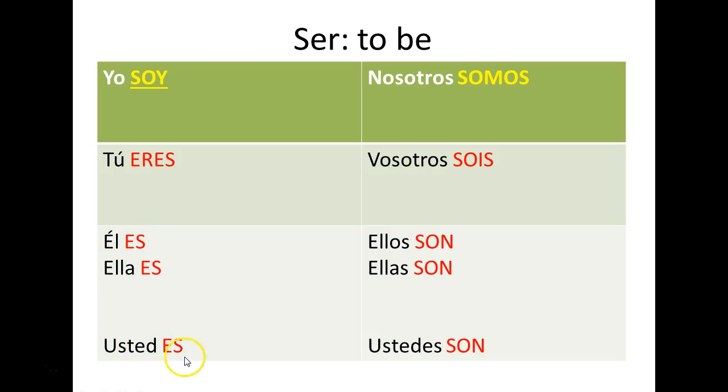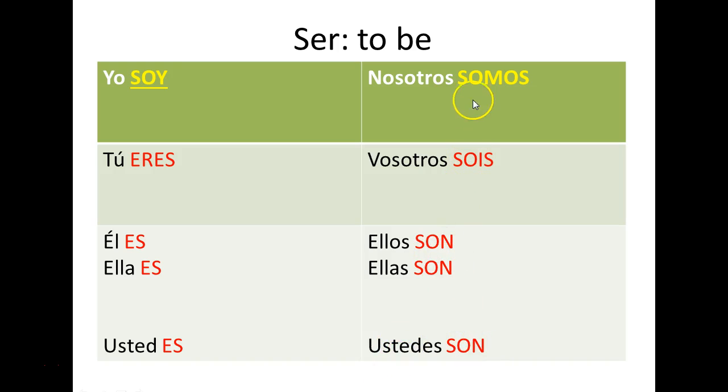Notice the usted es. Now remember that usted still means you. It's the formal you, so remember we use usted when you are trying to show respect to someone. But the verb are is still going to be es for usted. We are, you all are, and remember this vosotros is used in Spain. They are, and then you all are.